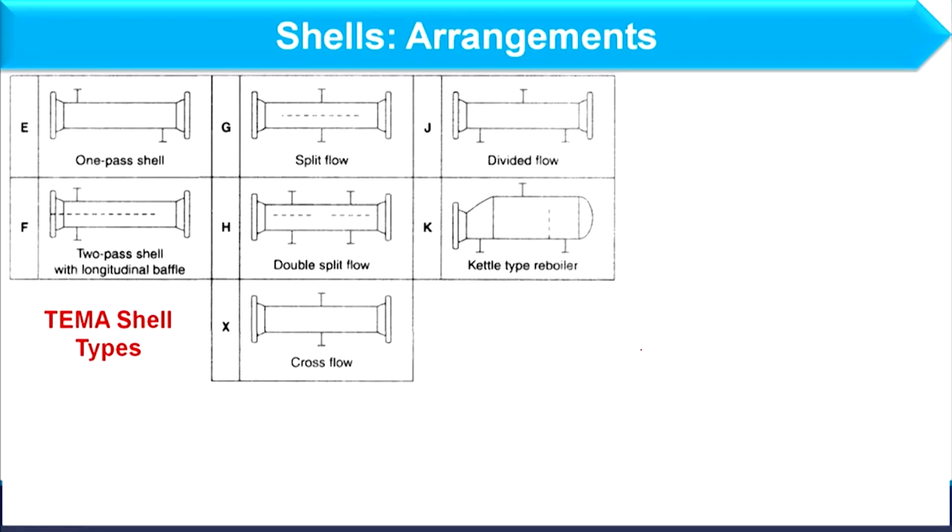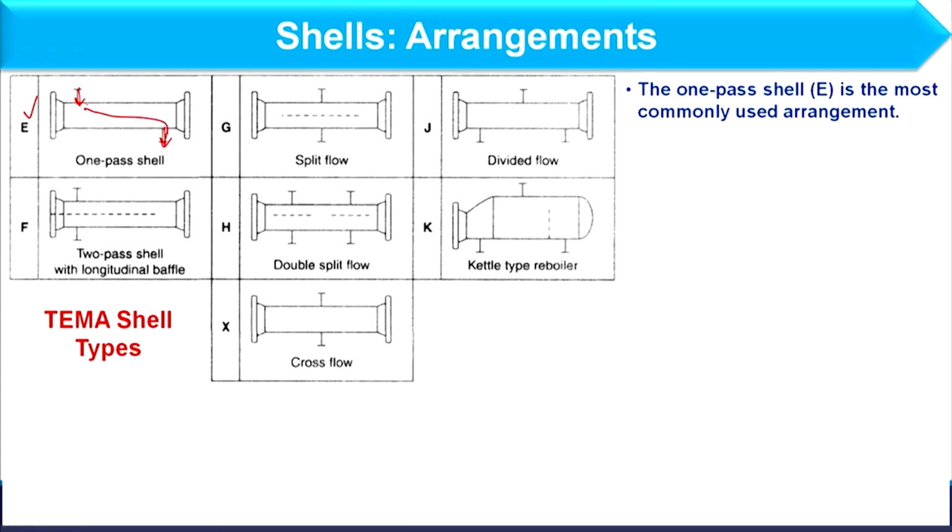And here we have some of the arrangements of the shell, as we have discussed arrangement of the tubes, and this is as per TEMA standards. Okay. So, we have different nomenclature for each type of shell arrangement. The simplest one is type E, where it will be only one pass, where fluid is entering from one pipe and exiting from another pipe on another side. So, it completely travels the length of the exchanger and then exits from the other side. So, that is the simplest type of shell.